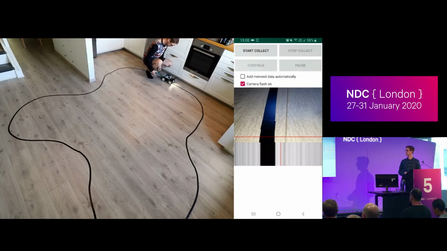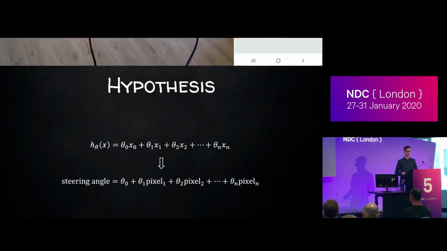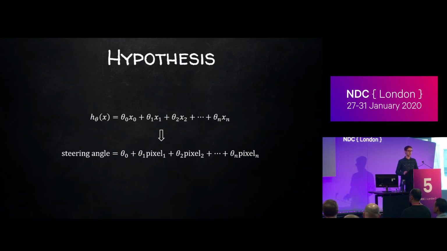Okay, we are done collecting data. Now that we have data, we need to calculate the model. So let's go back to the hypothesis and to this gradient descent. Remember the hypothesis we had earlier, this linear hypothesis.